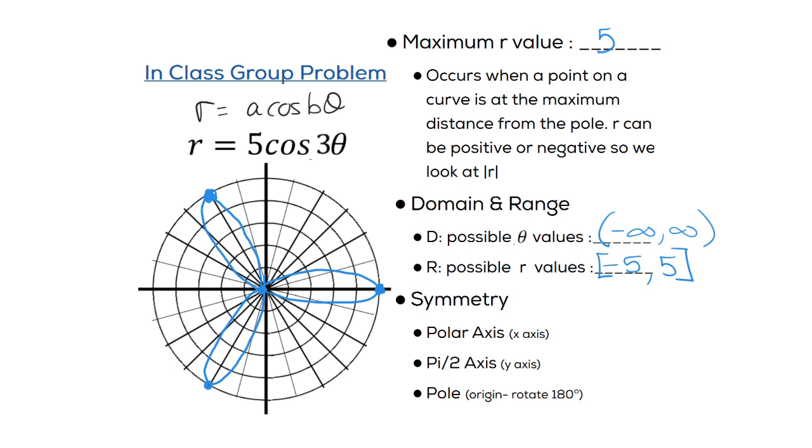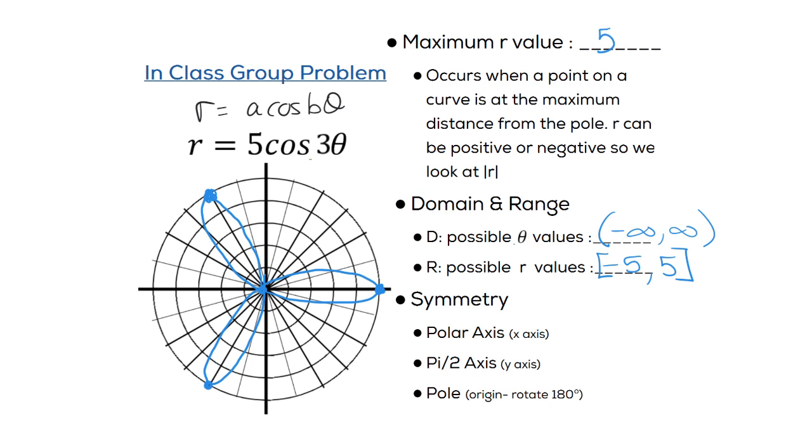Okay, the next thing was the symmetry. We have 3 types of symmetry. We're used to x-axis, y-axis, origin symmetry, but we don't have those parts on a polar graph, so we have to rename them. Instead of x-axis, we call it polar axis. Remember that the polar axis is the positive x-axis. It's just this piece right here. Instead of a y-axis, we call it the pi/2 axis. And instead of origin, it's called the pole. With origin, remember, you can rotate it 180 degrees and it lands on top of itself.